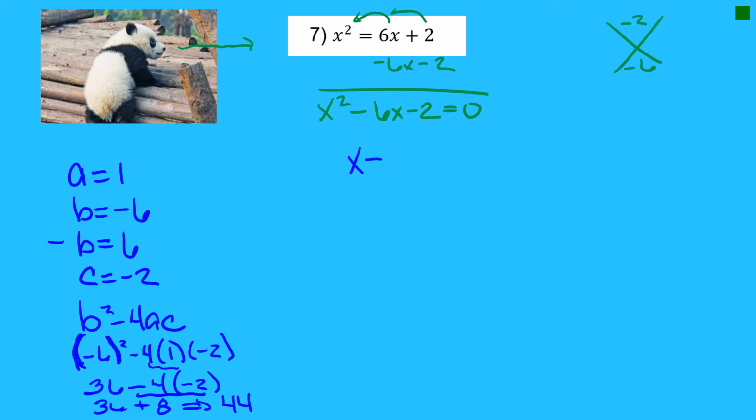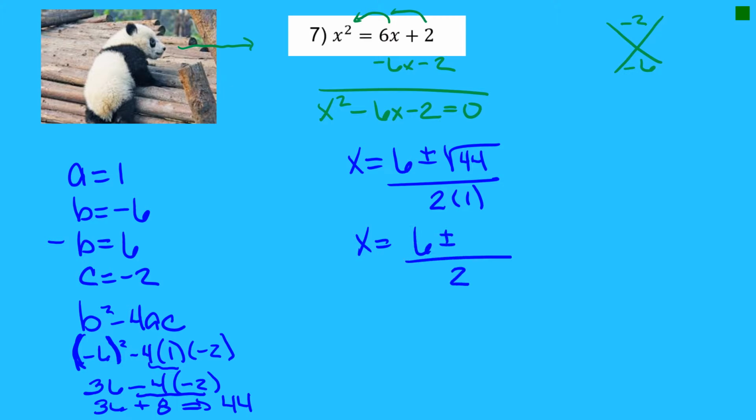So x is going to equal the opposite of b, which is 6, plus or minus the square root of the discriminant, which is 44, all over 2 times a, which is 1. So I have the 6, I have the plus or minus, 2 times 1 is 2. The question of the day is, does the square root of 44 simplify? And the answer is, let's find out.